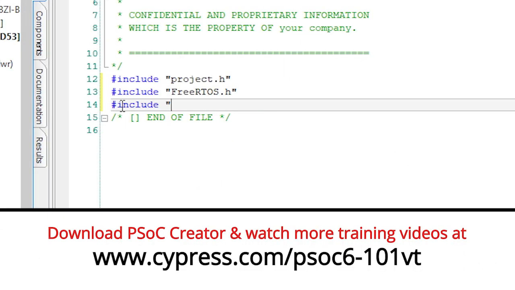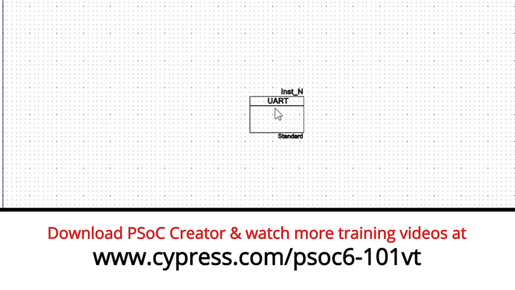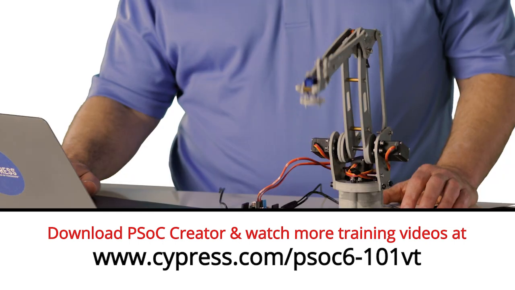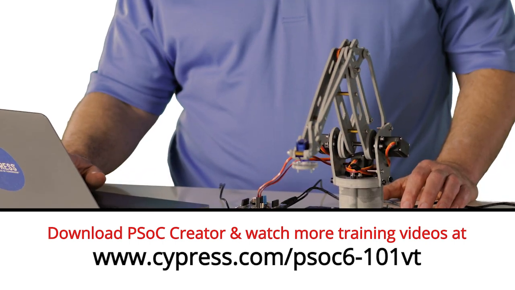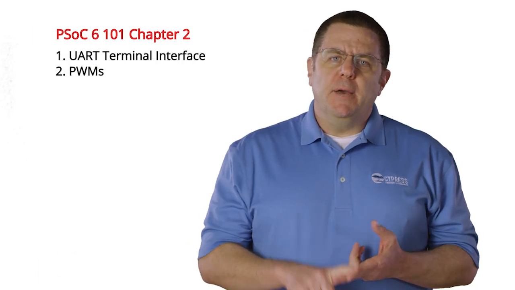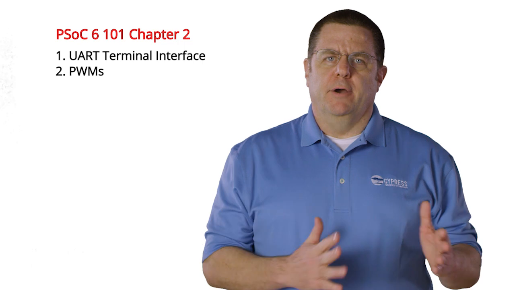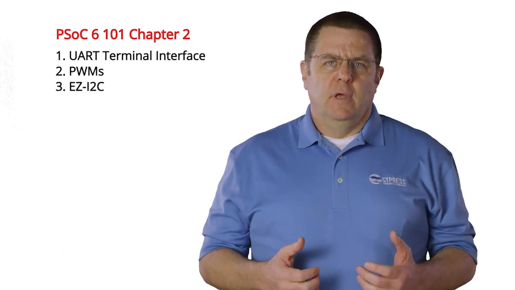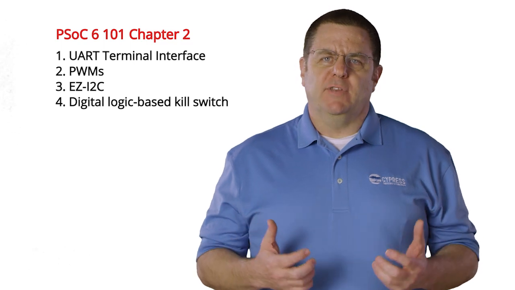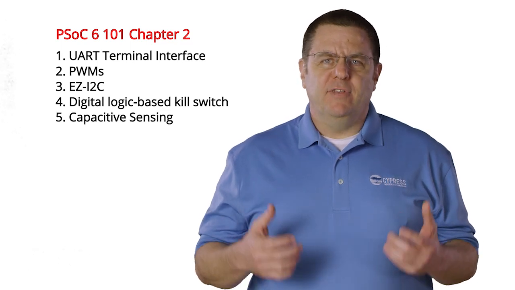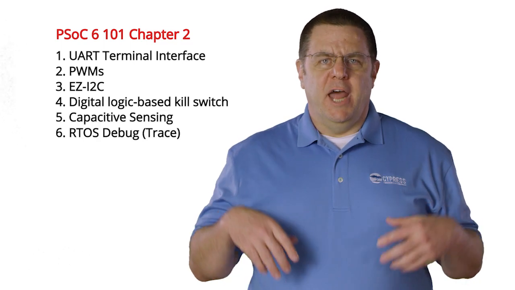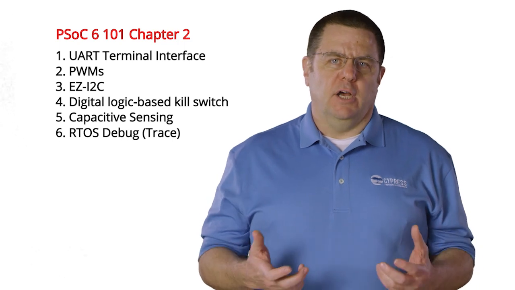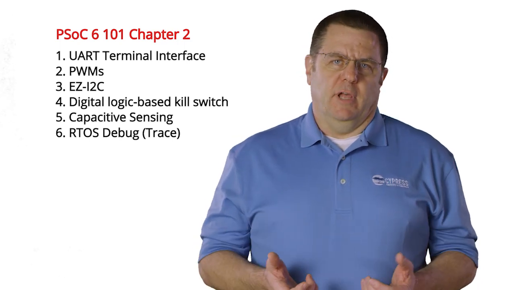In the next few videos, I will show you the basic building blocks to create our BLE controlled robotic arm. This will include a UART terminal interface, PWMs to control the servo motors, easy I2C dashboard interface, a digital logic-based kill switch, capacitive sensing controls, and an advanced technique for RTOS debugging called Tracealyzer.